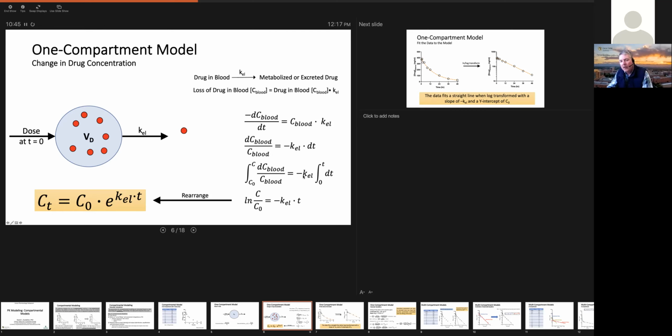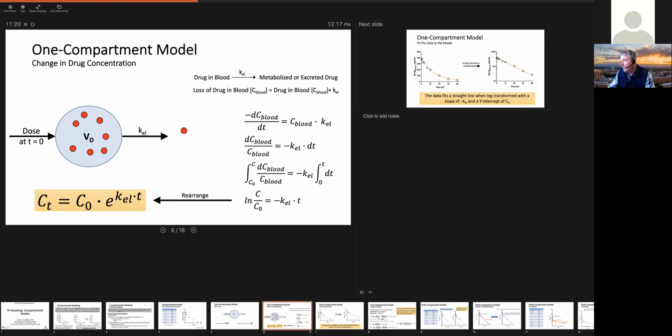When you do that math, the integral of dC over C, changing anything over itself, is actually the log of that change over the original value, equal to negative KEL times T. If you just rearrange and solve for the concentration as a function of time, it's C(t) equals C naught times e to the negative KEL times t. So the reason this is important is that this explains all first order processes.